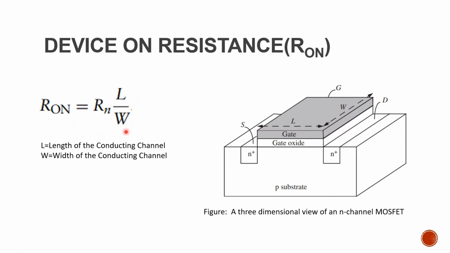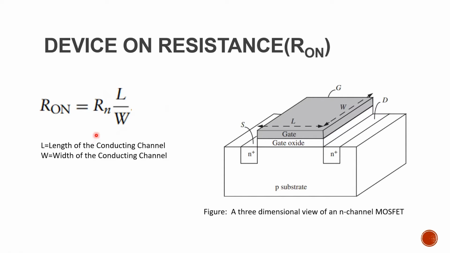Remember, team. Once the technology is fixed, the length is also fixed. So you don't have any right to change the length of the channel. Then you have only one parameter left over, guys, that is none other than width. So if you want to change the resistance of the cell, you have only one parameter to control, that is W. Remember, guys.